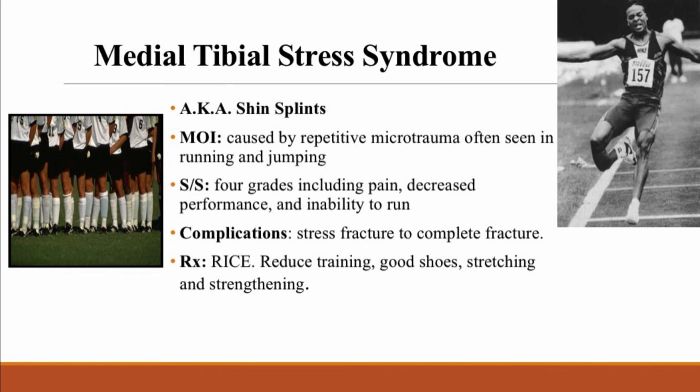The signs and symptoms of shin splints progress from minor intermittent pain to severe constant pain. The complication of shin splints is a stress fracture, and as you can see in this picture, can progress into a complete fracture if the athlete continues to play with it. The treatment consists of ice massage using an ice cup, taping the arch, stretching the calf, and avoiding repetitive activities to the lower leg.